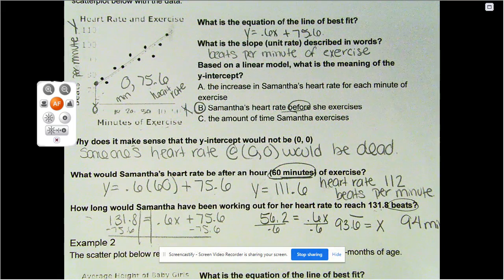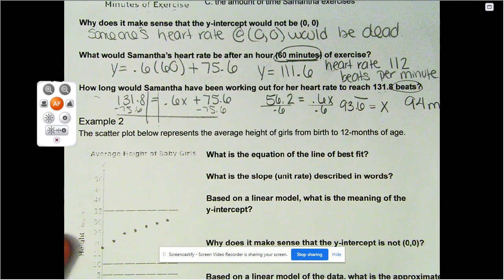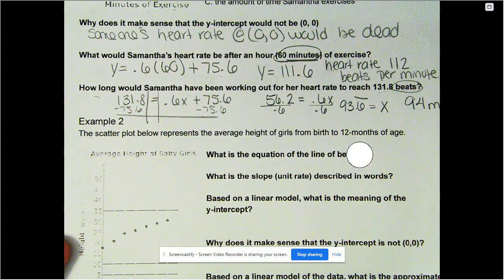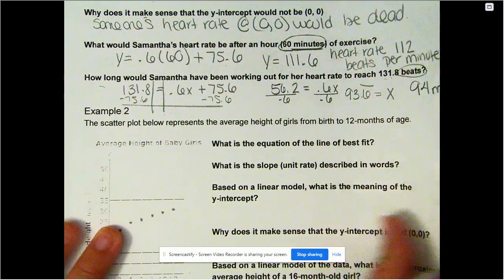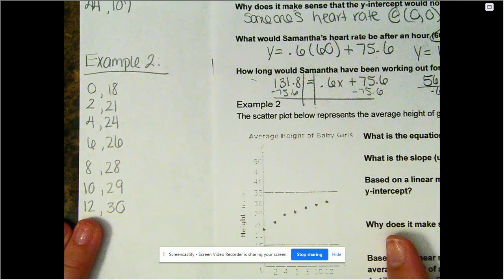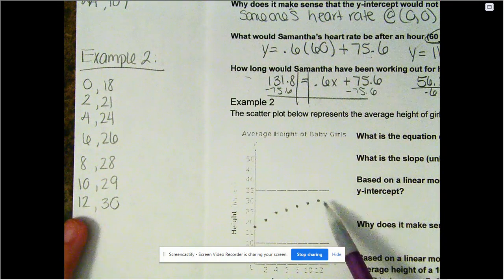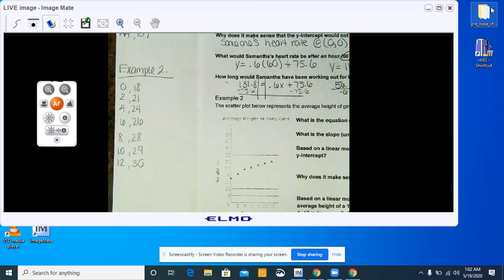Okay. Example number 2 now, we have a different type of scatter plot. And this is representing the average height of girls from birth to 12 months of age. Okay, what is the equation of the line of best fit? So I went through and I looked at the data that was given on the scatter plot and took my best estimate of the data points. And I went into Desmos.com.